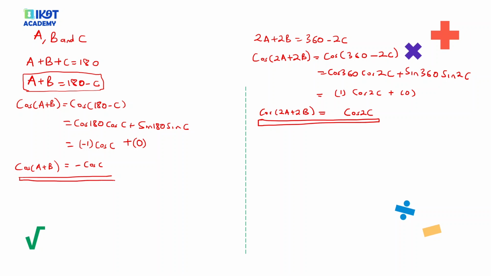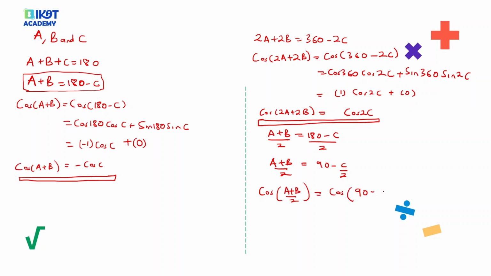Another thing: from a plus b is equal to 180 minus c, the question can involve a plus b over 2. So we divide this by 2. We get a plus b over 2 is equal to 90 minus c over 2. This time I do cos of a plus b over 2 is equal to cos of 90 minus c over 2. You don't have to cram these expressions. As I've told you, we started from this; you just have to know how to break it down. I'm doing this because I'll be going through worked examples, so it's easier for you to see from here.